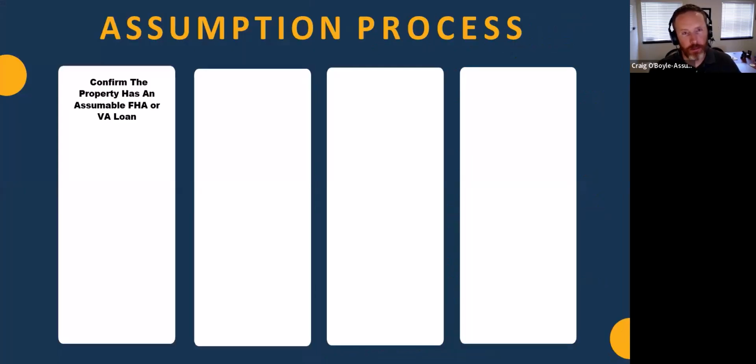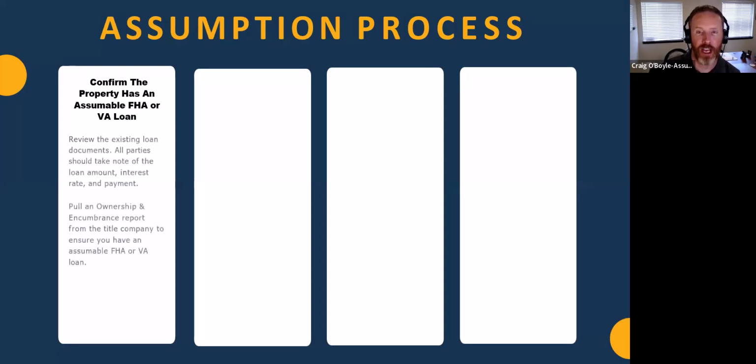Let's talk about the assumption process. Obviously, the first thing all parties need to do is confirm that the property has an assumable FHA or VA loan. They want to review the existing loan documents. All parties should take note of the loan amount, interest rate, and the payment. Sellers and listing agents, those are numbers you want to market. You want to get them out there in as many places as you can.